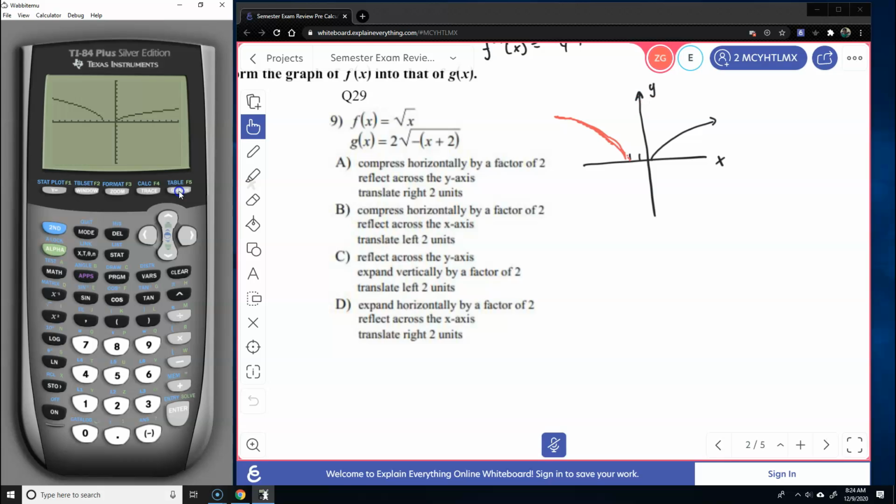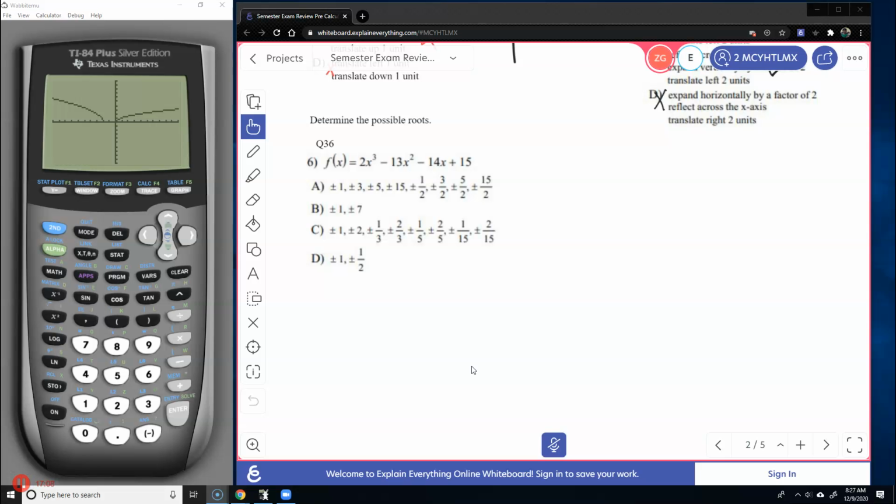So now we've got to check which of those answers is correct. We know that it's going to go to the left. So this is translation to the right. This is left. This is left. This is right. Compress horizontally by a factor of 2. But this one says reflect over the x-axis. It doesn't reflect over the x-axis. So your answer is C. Reflect across the y-axis. Expand vertically by a factor of 2. And then translate to the left 2 units.